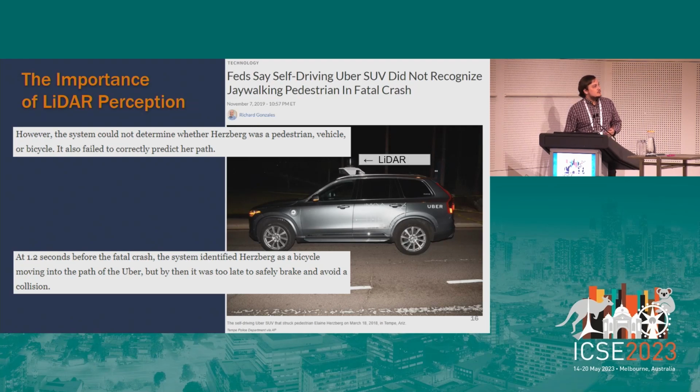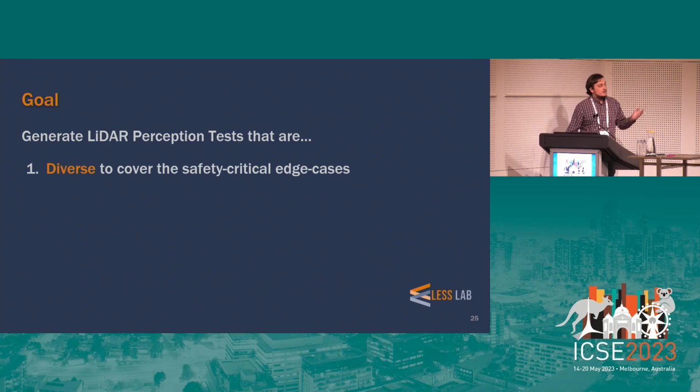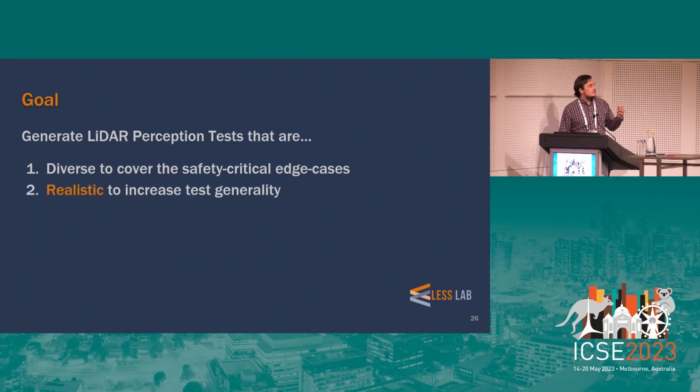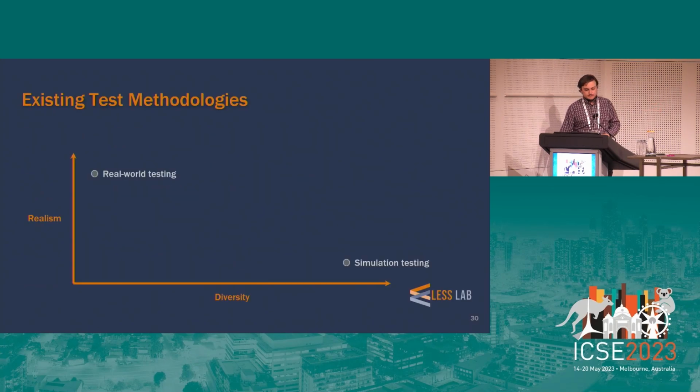So what do we want to do? We want to generate LiDAR perception tests that are diverse to capture these safety critical edge cases. Not many of our test cases have the person walking in front of the vehicle, but we need to do it in a realistic way so that we can make sure that these tests generalize to the real world. And what do these tests look like? Well, we've been seeing them along the way. We have this test input, which is the LiDAR point cloud, again here visualized in 2D, and the expected output, which is the semantic segmentation labeling every point in the image.